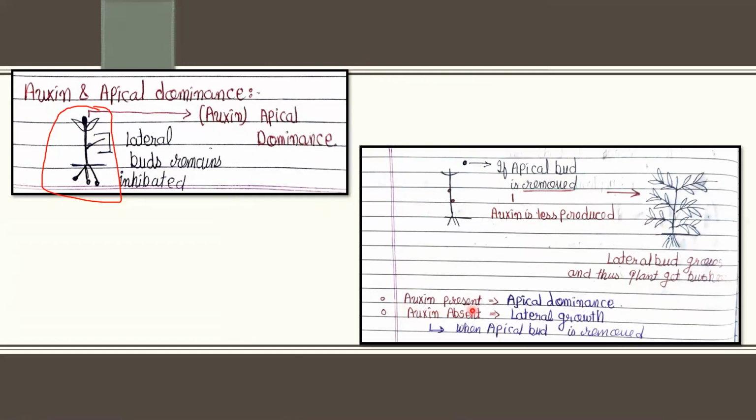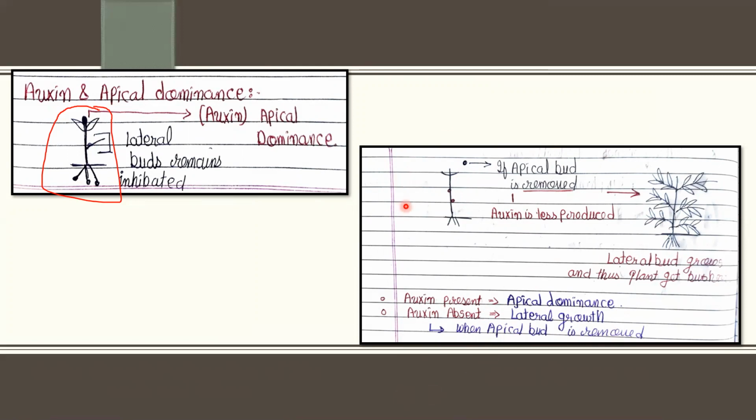So if auxin is present, then it causes apical dominance in the plant. And if auxin is absent, then it causes lateral growth when the auxin is removed.